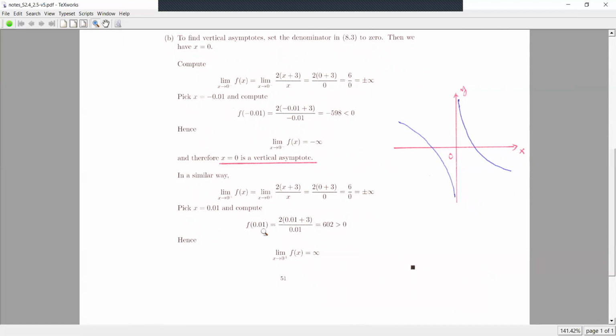Evaluate the function value at 0.01, then I get 602, positive. So when x is close to 0, but on the right side, function is positive. Therefore, this limit is a positive infinity. So as x approaches 0 from the right side, function approaches positive infinity. This limit also shows that the y-axis is a vertical asymptote.